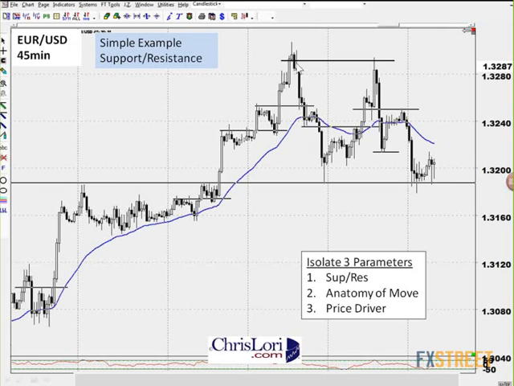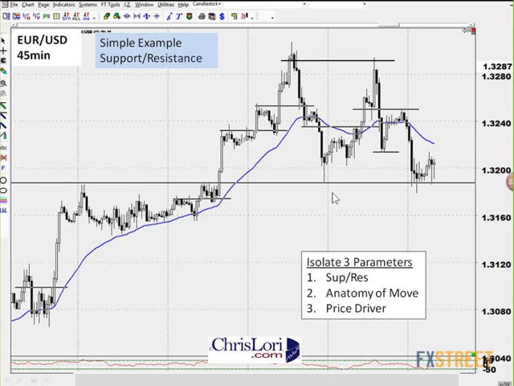Now, the support and resistance can obviously expand to include other contributing factors like what session it is, time of day, data points, things like that. So as you integrate each of these elements, you're going to gain a deeper and deeper understanding of price volatility at specific points in time in the marketplace. And that is going to help you to connect with the market at a deeper level. And this is just one example, one element called support and resistance, while considering the anatomy of the move and the price drive.